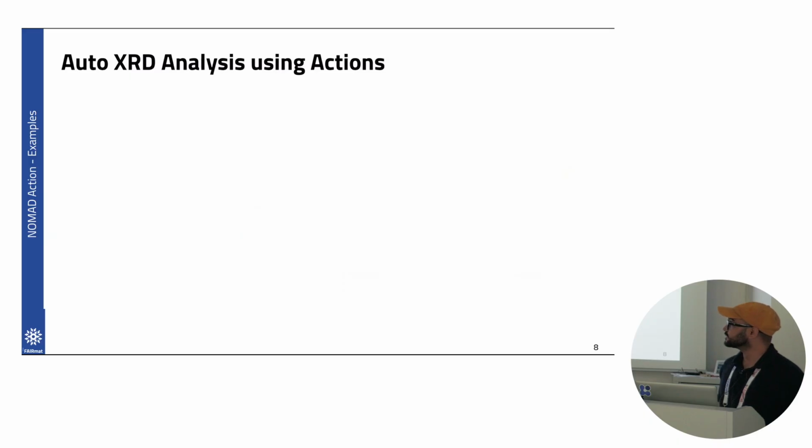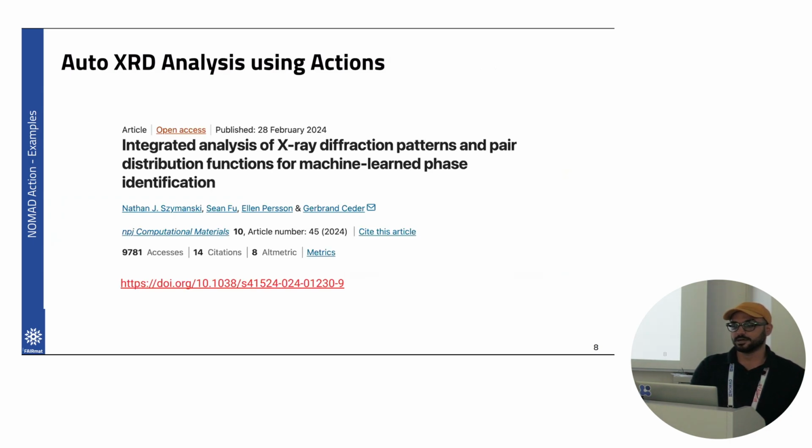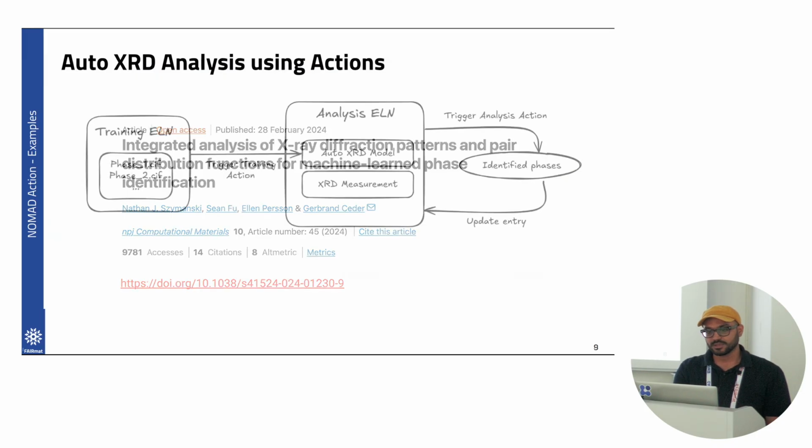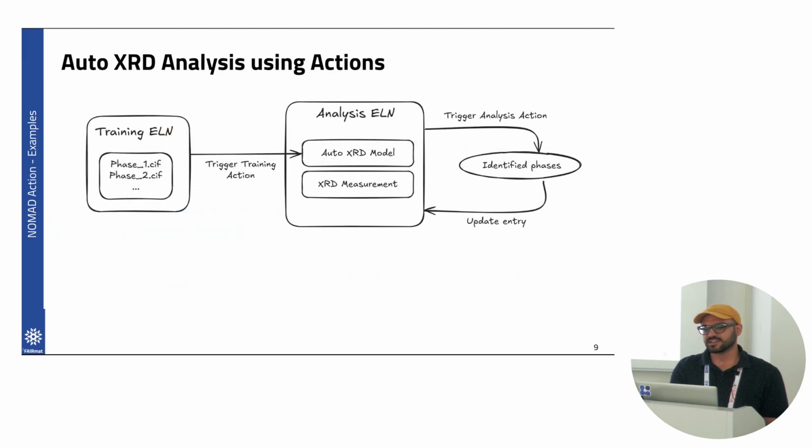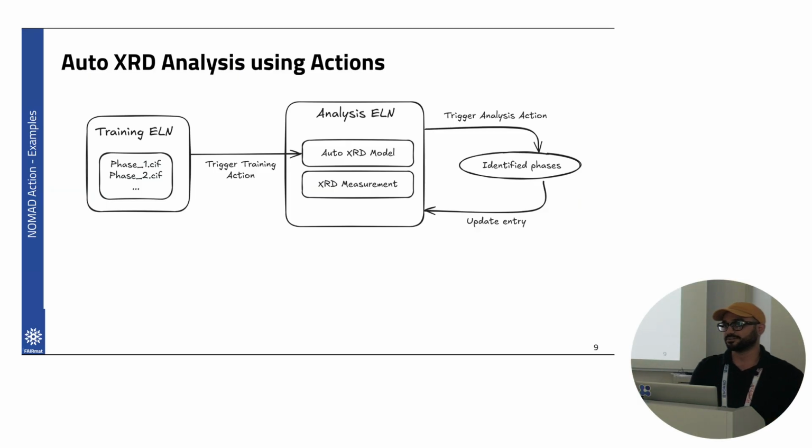The next example is also related to automated measurement characterization. And here we are talking about auto-XRD analysis. It's based on some research done by our colleagues from Berkeley, and we try to bring their workflows into NOMAD. So here we are using actions for two different things. One is for training the model itself, where a machine learning model is trained for a given composition space. And then the model is indexed as a NOMAD entry.